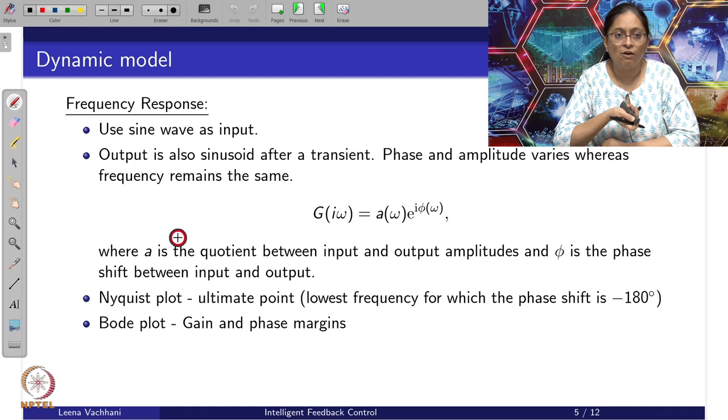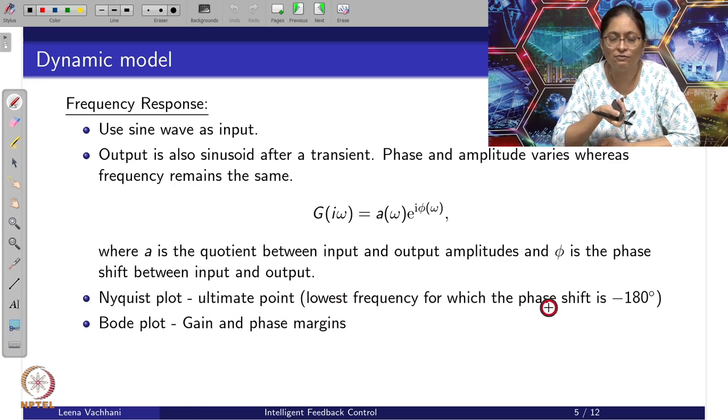plot. Now with the Nyquist plot, or I can also look forward to plotting the Bode plot. The Bode plot gives me gain and phase margins, and with the gain and phase plots, I can write the dynamic model. With the help of the Nyquist plot, I should know the ultimate point, which is the lowest frequency for which the phase shift is minus 180 degrees. With these identified values, we will be able to identify the transfer function of the system, which is either a first order or second order system, or a combination of these.